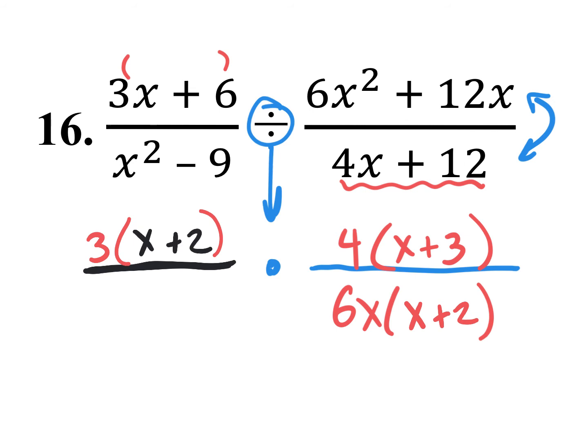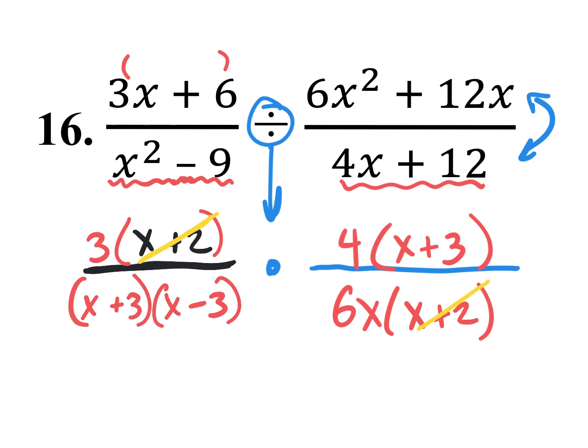On the bottom one, I have a difference of 2 squares. I could think what times what is negative 9, that if I combine together is a middle value, which is nothing. That'll be a plus 3 and a minus 3. Everything's factored. Everything's multiplication. Let's cancel some things out. The x plus 2 up here cancels with the x plus 2 down there. The x plus 3 down here cancels with the x plus 3 up there.